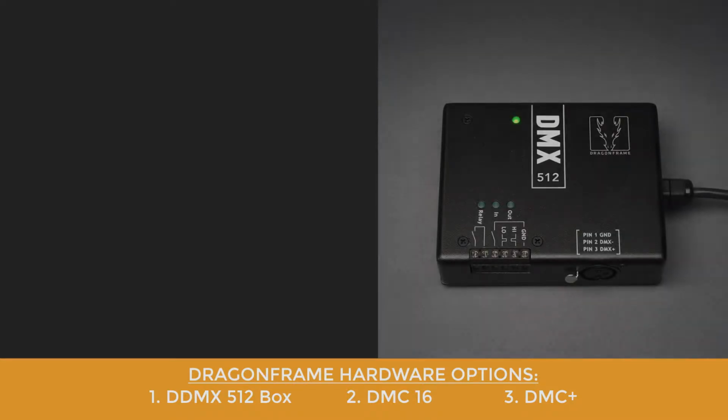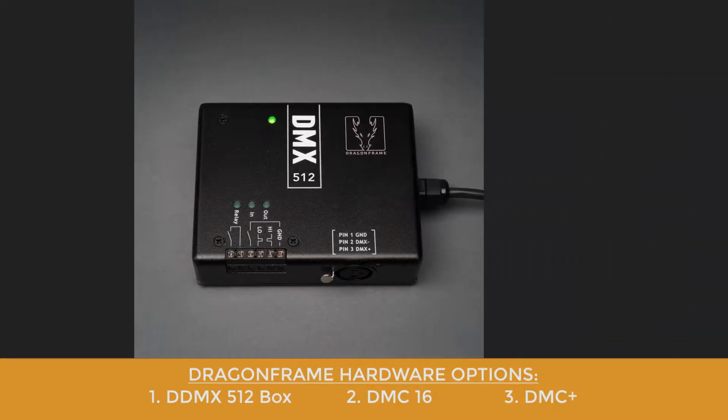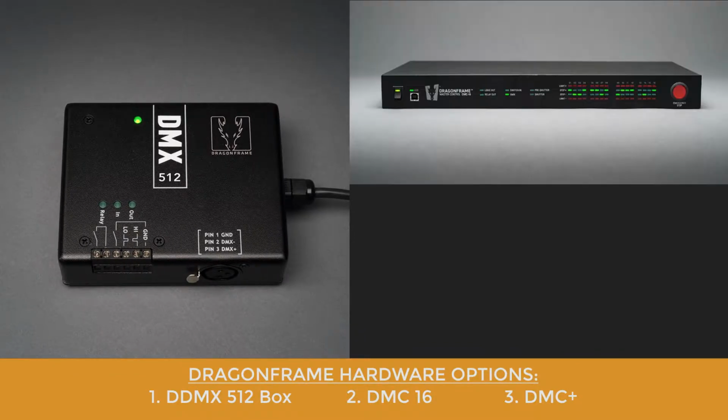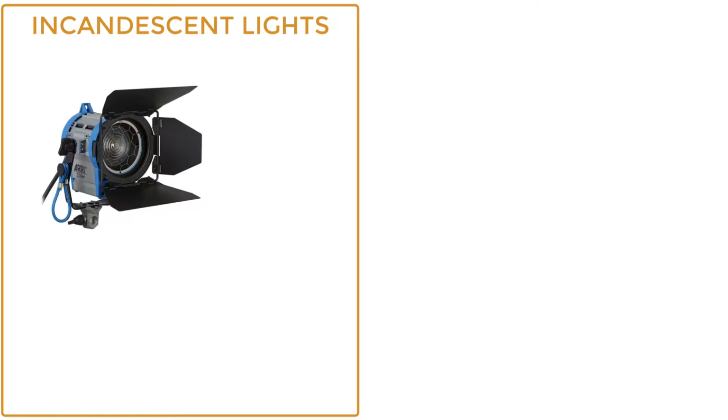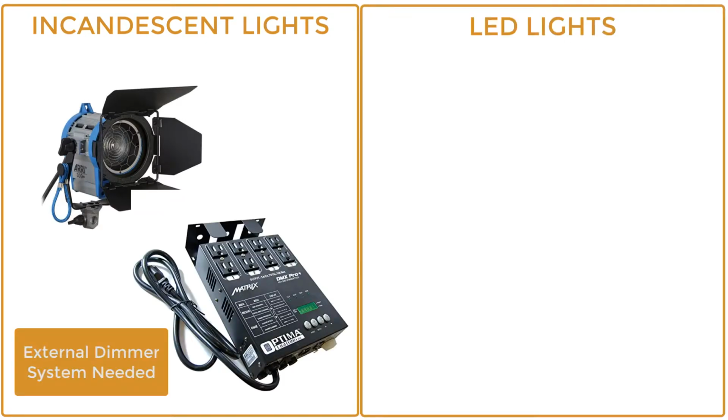The DDMX 512 box was designed for this. It's a tough piece of hardware that performs consistently on busy sets. It also has trigger switch inputs and outputs. Our DMC 16 and DMC Plus are used for motion control, but they also have these DMX lighting and trigger features built in. If you are using incandescent lights, you will be using an external dimmer system that can handle the power of your lights.